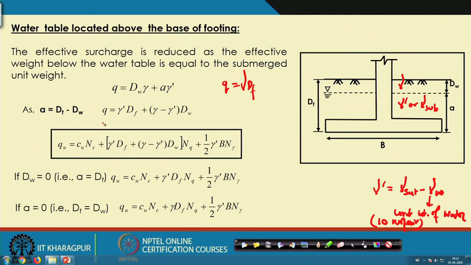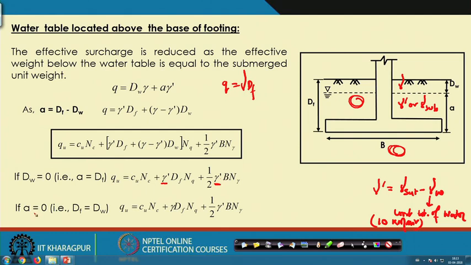So, we can write this in this form, and finally, we will put this expression here. Now I have two cases. If dW is equal to 0, that means the water table is at the ground level, then this will be totally submerged, because the total soil is submerged. And the second gamma is always submerged, whether dW is 0 or at the base or in between, because the second or third term gamma is for soil in this zone. So, that is why the third term gamma is always gamma submerged.